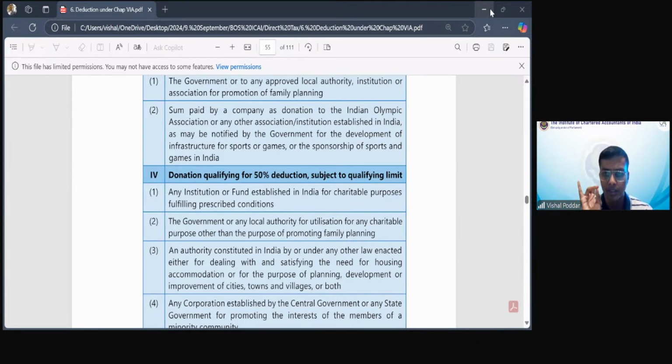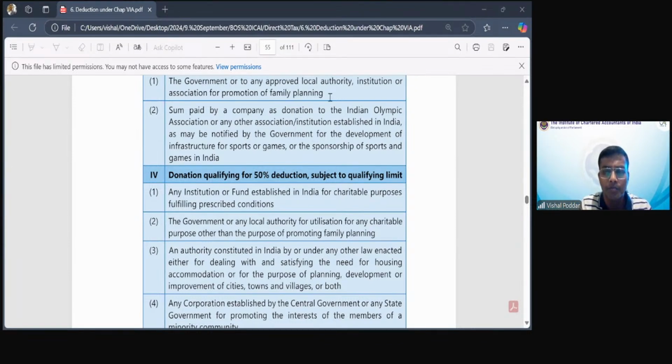So 100% is, see, now you are making payment to some institution. Who is this institution? Government. And why are you making payment? For promoting family planning, which is a national issue. Second, where you are making donation to an institution which is promoting sports. These are the only two institutions which fall in 100%. All other institutions will fall in 50%.